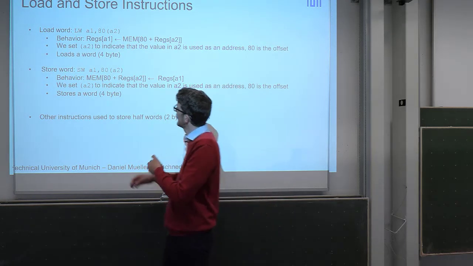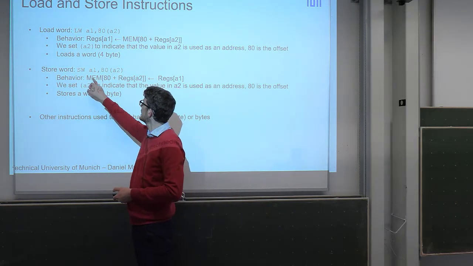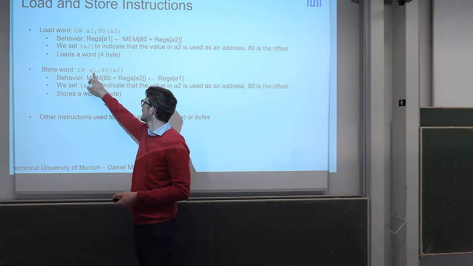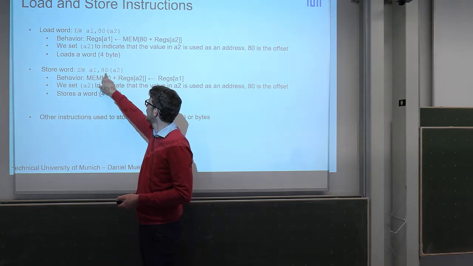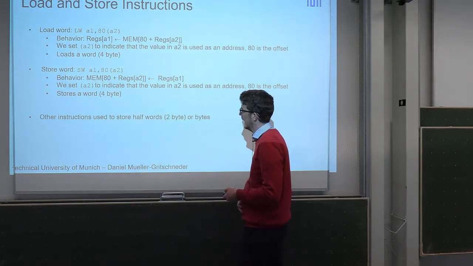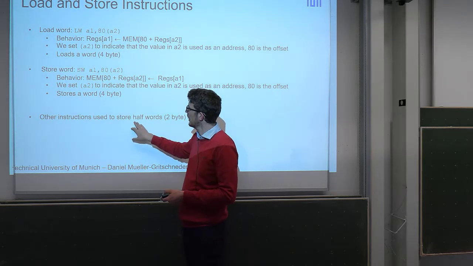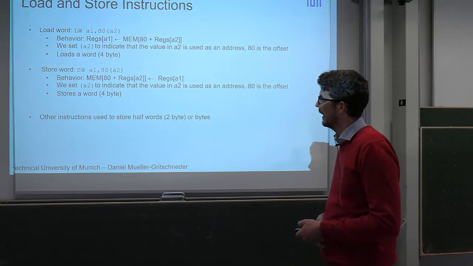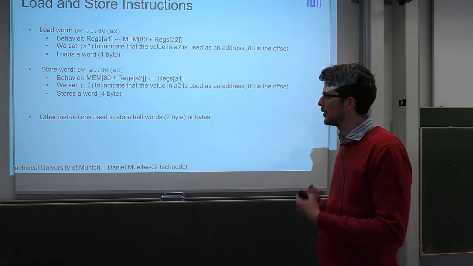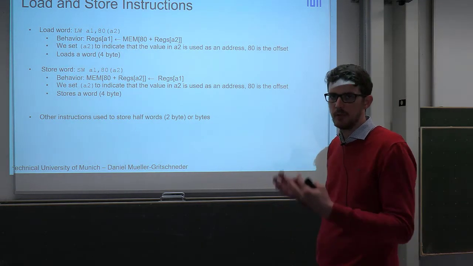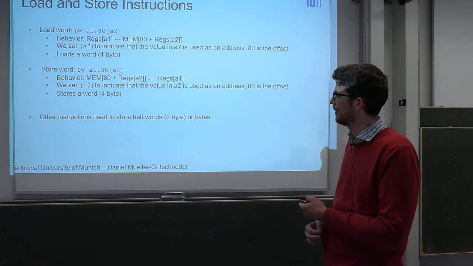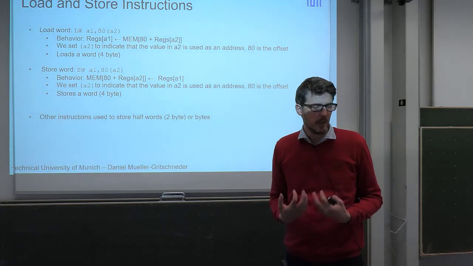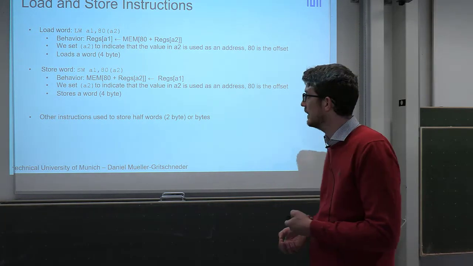And the same is true for store word. What it does is it takes the value from a register, so this is also an operand now, and it stores it at the address you have given here, so A2 plus 80. And there are also other instructions if you just want to store a byte or 2 bytes, which we will not look into, but there's also store byte or the so-called store half word. Half word means 2 bytes, half of a word. Okay, great. So this is the complete integer instruction set.